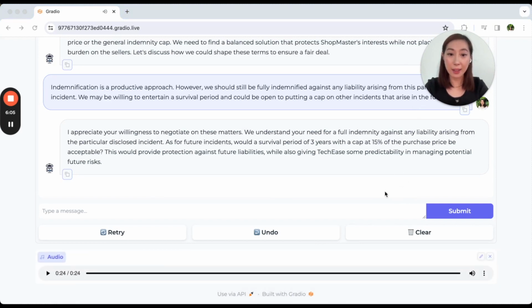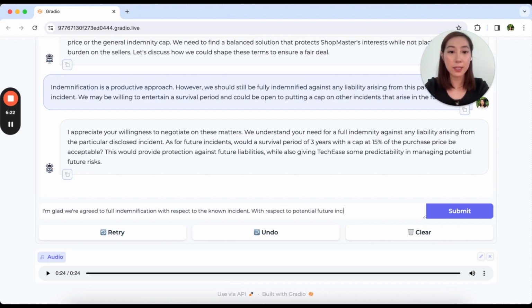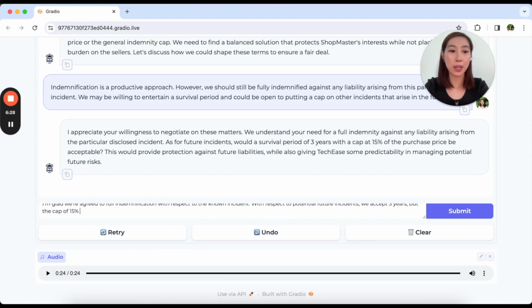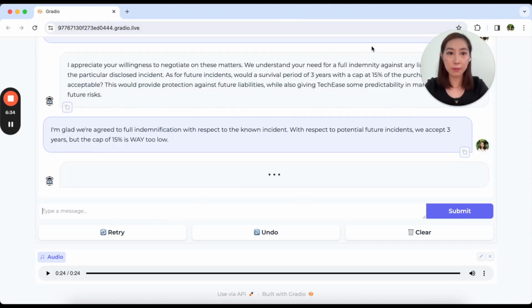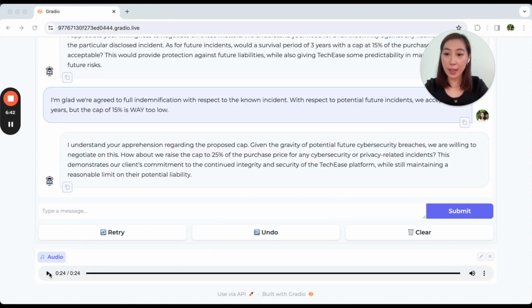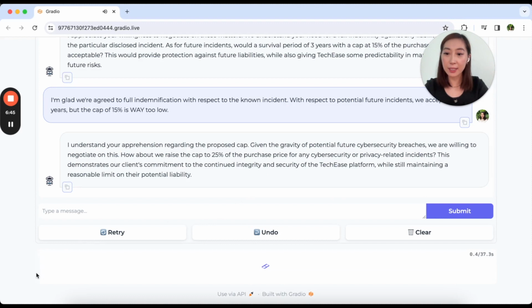So now once again, I think about the response. I might respond with, I'm glad we're agreed to full indemnification with respect to the known incident. With respect to potential future incidents, we accept 3 years, but the cap of 15% is way too low. And if we want to hear the response, we once again click the audio button.